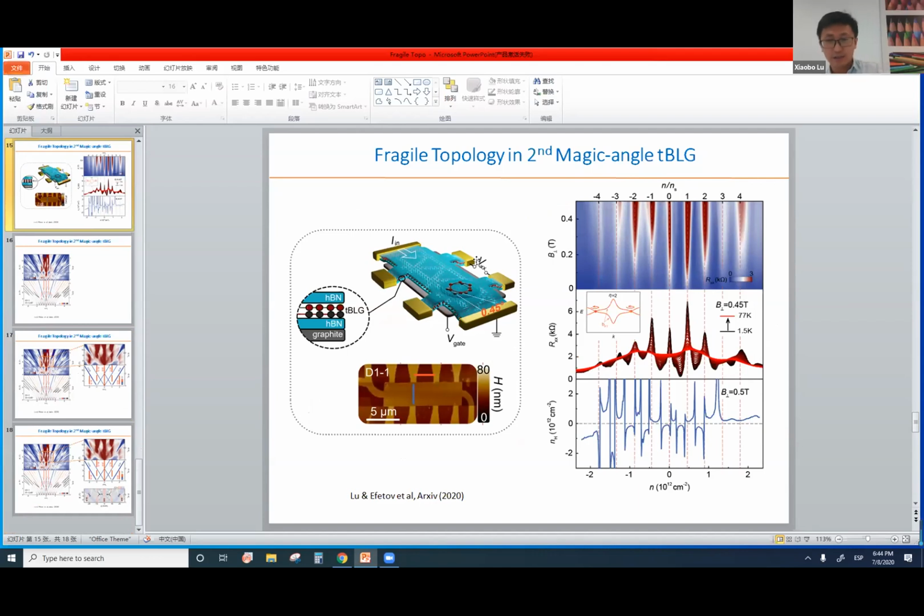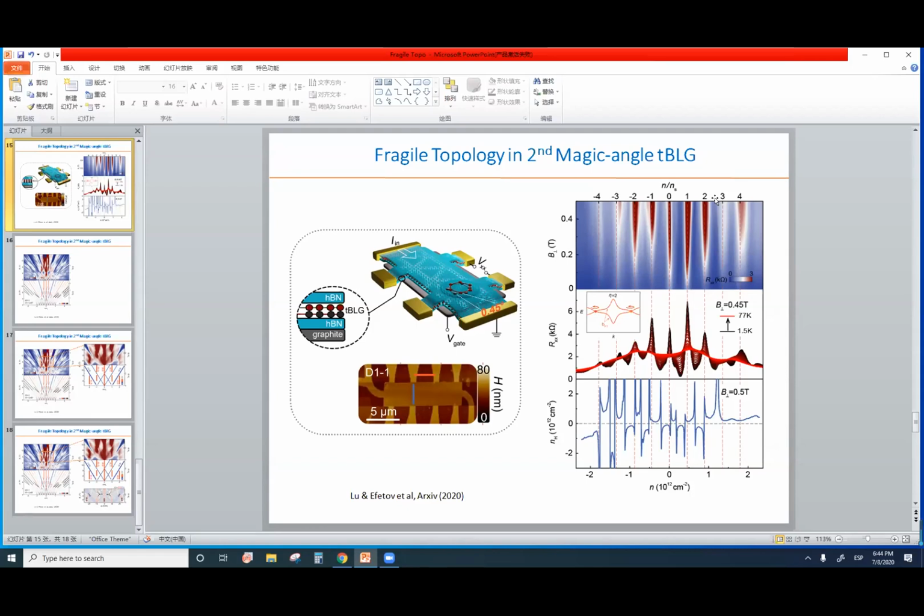So actually here, this is a different miniband. It's different from the first magic angle. For the first magic angle, we have a full filling. So basically here, this is the first miniband, here's the second miniband. So this is all single particle picture, no correlation.